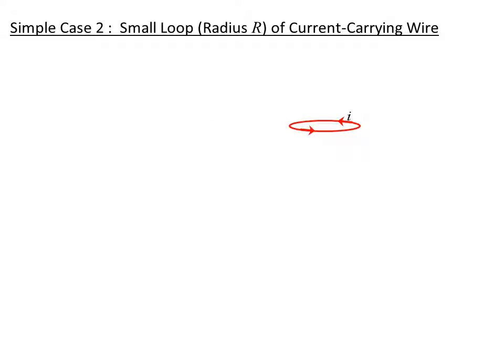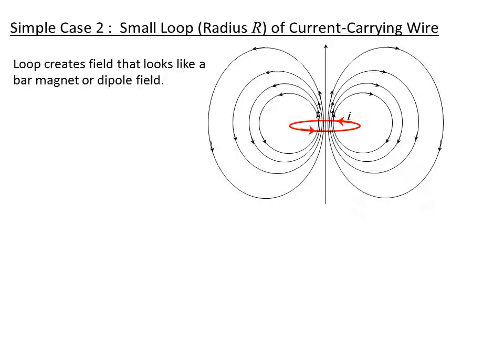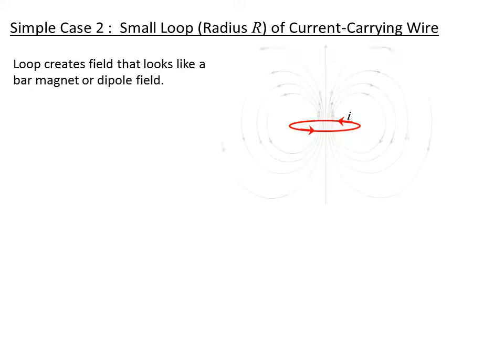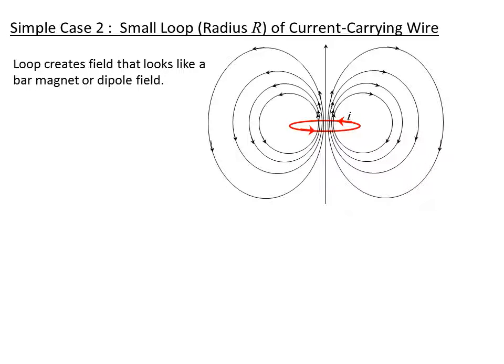Let's look at simple case 2, a small loop with a radius r of a current carrying wire. So here's the little red loop with an I in it. The loop creates a field that looks like a bar magnet or dipole field. So it looks something like this, where you have these loops going out to the side. This produces a north pole at the top and a south pole at the bottom, just like with a bar magnet. And of course the field is radially symmetric, as is seen by spinning this field.